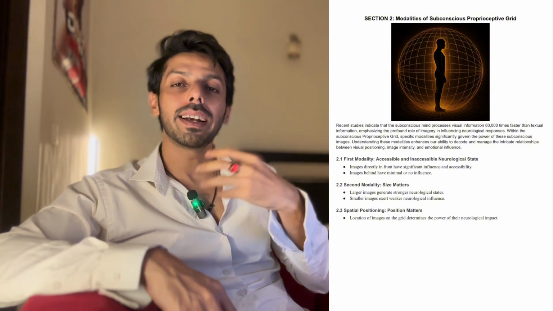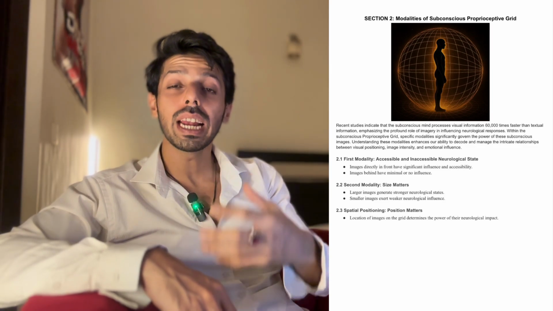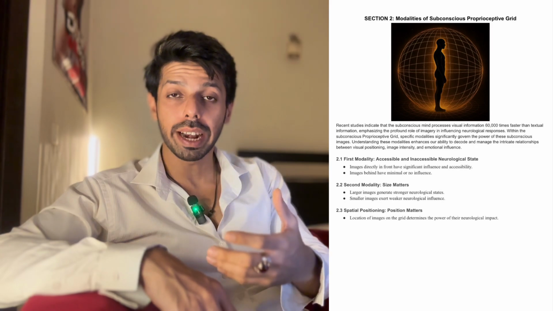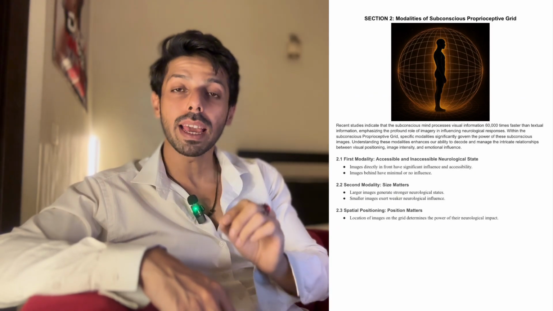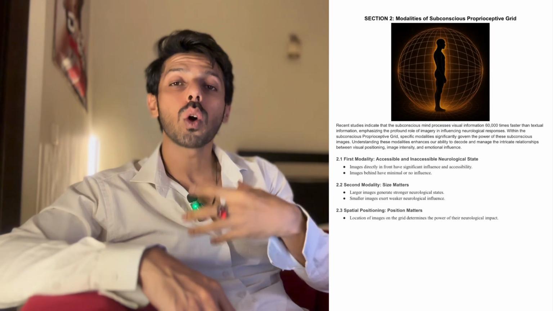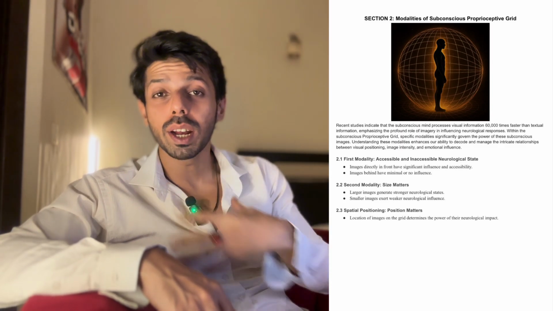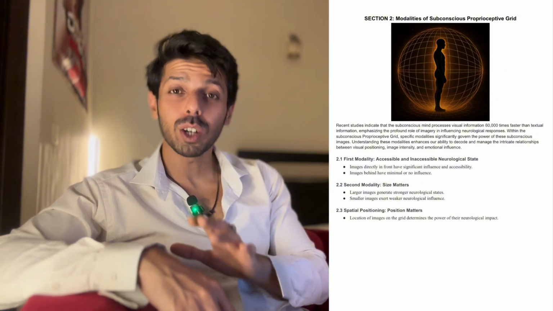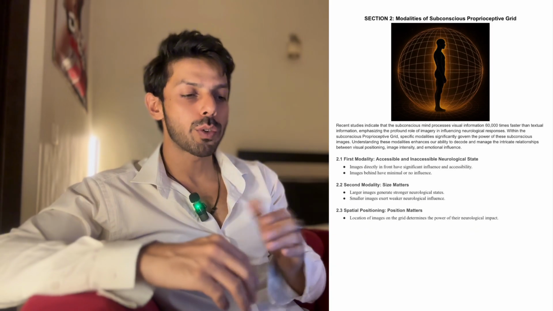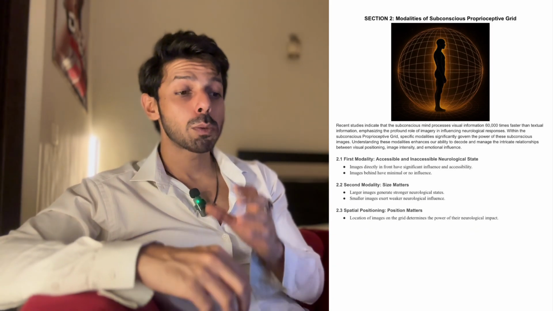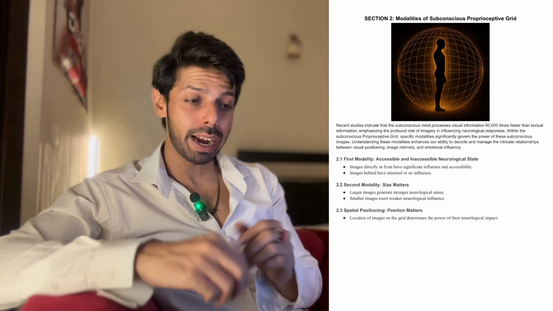Now, what do we understand by this modality? This modality tells us that any form of image that is being relayed on this proprioceptive grid will have influence on us, and the size of that image will determine the sort of neurological state that it will create inside our body. This is something to understand, and we will be making use of this further in this training. Number 3 is spatial positioning. Position matters.